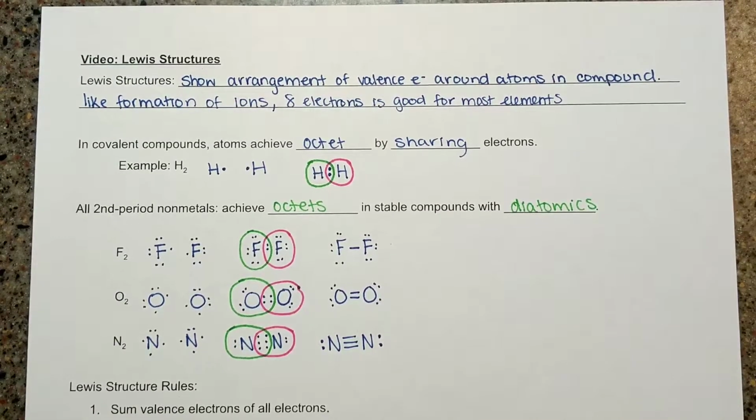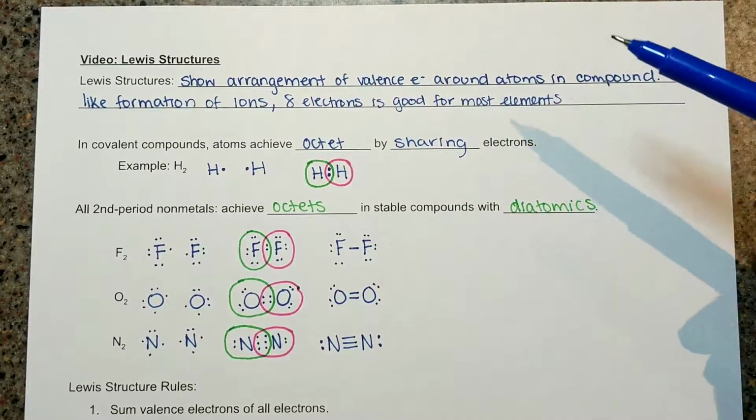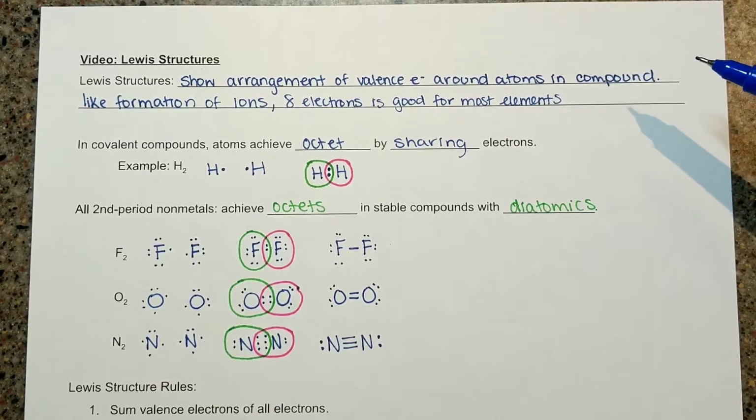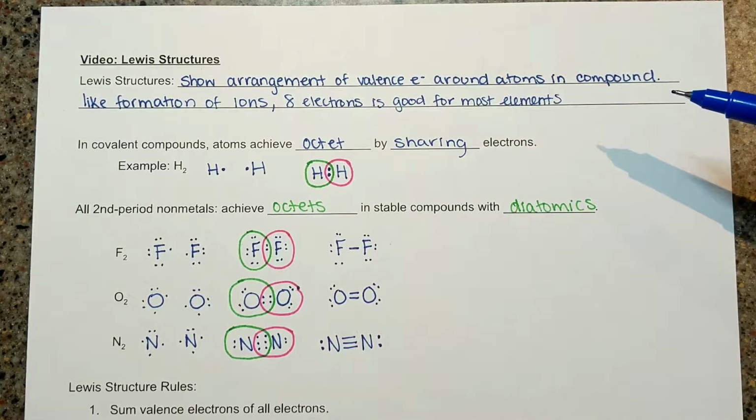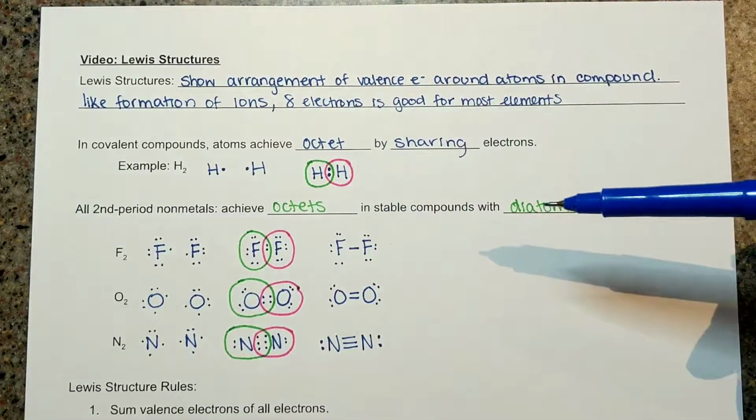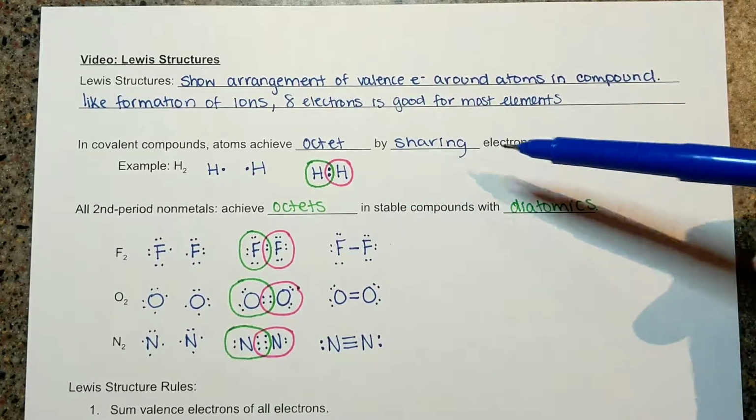This video is on Lewis structures. Lewis structures show the arrangement of valence electrons around atoms in a compound. Just like the formation of ions, 8 electrons is good for most elements to fill their octets. In a covalent compound, atoms achieve octets by sharing electrons.